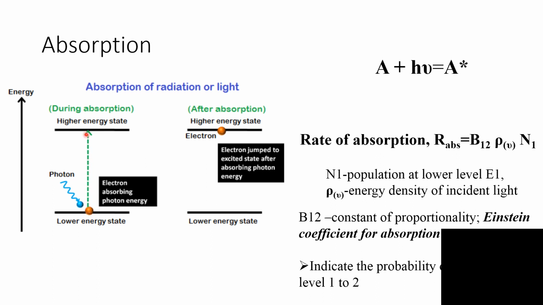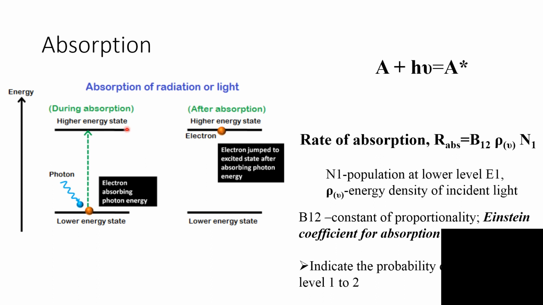and it will jump up to the upper energy level. This part of the figure shows the electron during absorption. This electron will absorb this photon and jump up to here. This part shows that the electron has come up to the upper energy level after absorbing the photon. Because this electron has absorbed the photon, its energy has increased. When its energy has increased, it can't live in the lower energy state, so it has to come up to the upper energy state. So it comes.